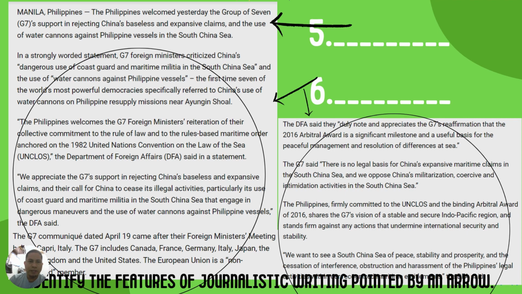So that would be your activity for today. I want you to identify only what kind of characteristics of journalistic writing is being pointed by an arrow. That's 1 to 6 only. You just need to write your answer in your notebook, then take a picture of it, and then send it to your advisor for me to be able to check your work for today.